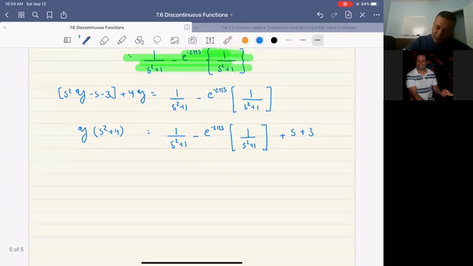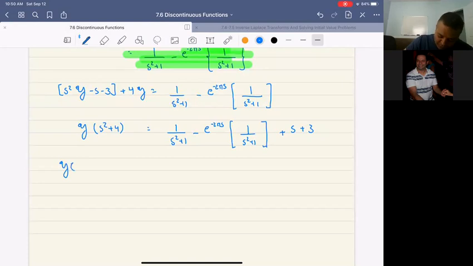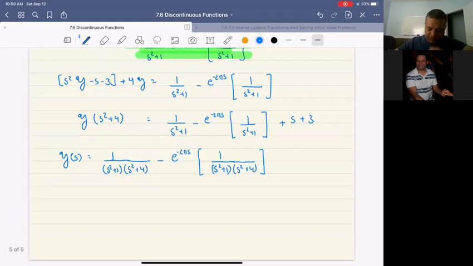Okay, so y of s, I should be writing that, but I don't, equals 1 over (s squared plus 1)(s squared plus 4), minus e to the negative 2 pi s times 1 over (s squared plus 1)(s squared plus 4), plus s over s squared plus 4 plus 3 over s squared plus 4. Okay, I already caught my mistake from last time, thank gosh.